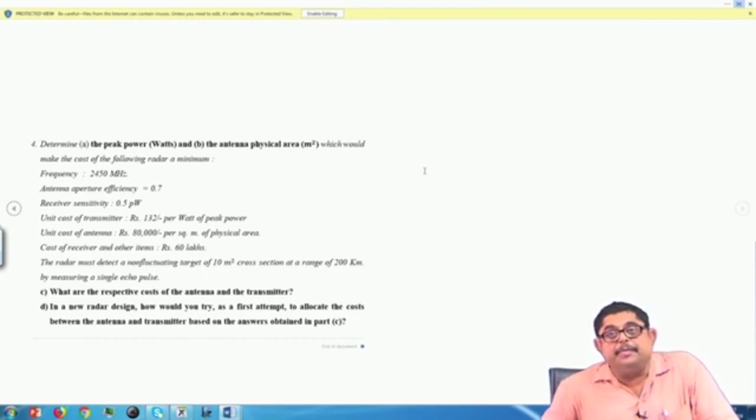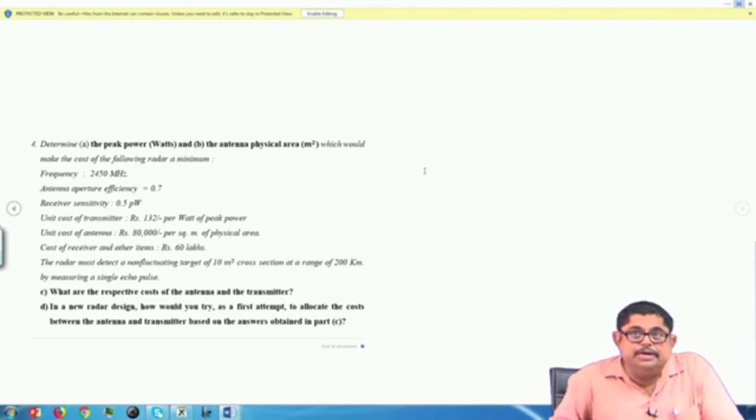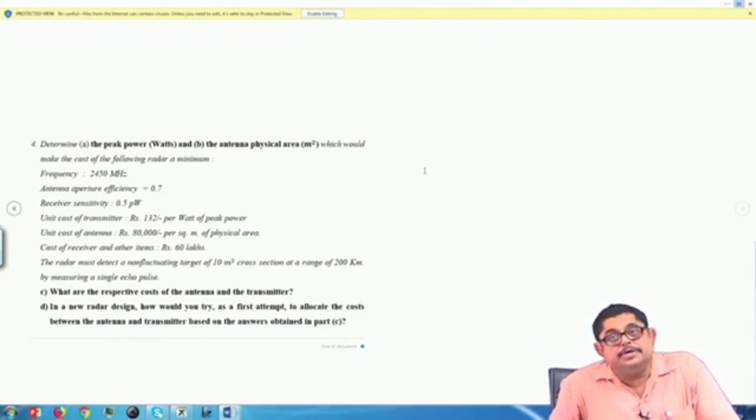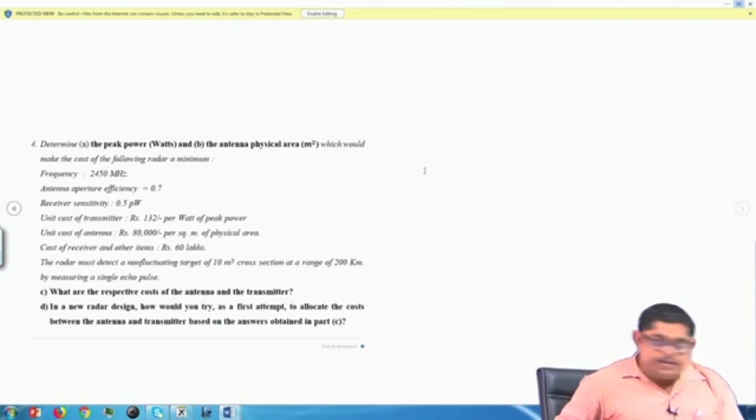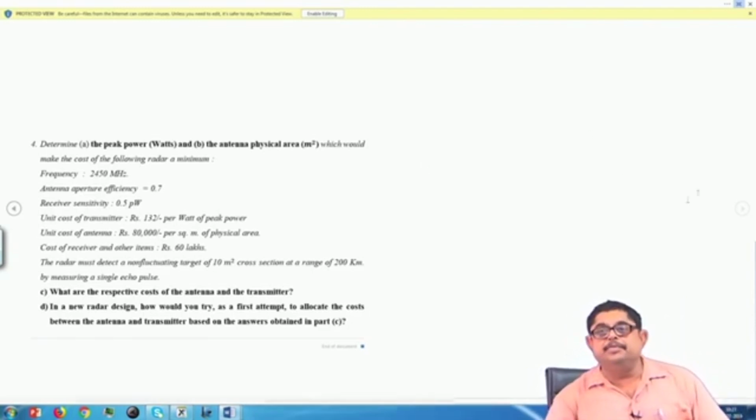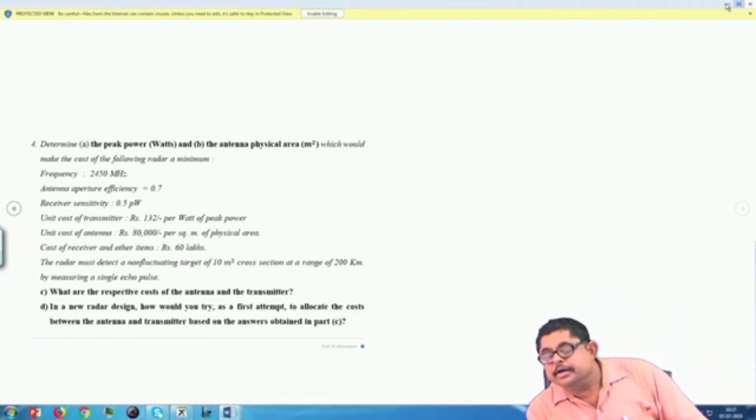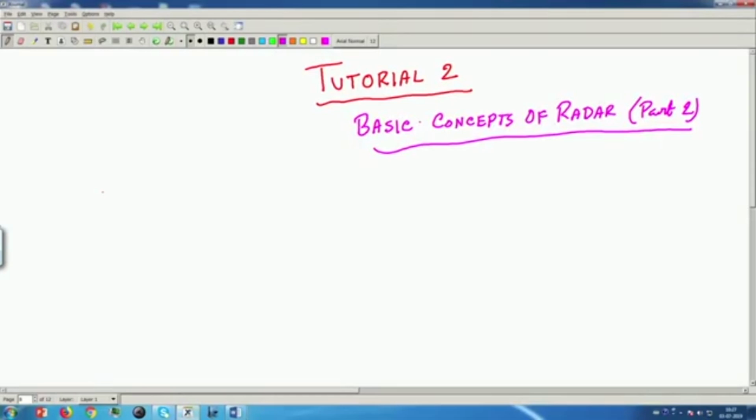Now, apparently it looks like an economic problem, but no, to solve this problem also you need a model. Actually, you see, in anything you need to analyze in engineering, you need a model. So, radar is a system. So, to evaluate its cost also scientifically, you will have to have a model, and that model is nothing but radar range equation. So, you see that very elegantly if we use the radar range equation model.